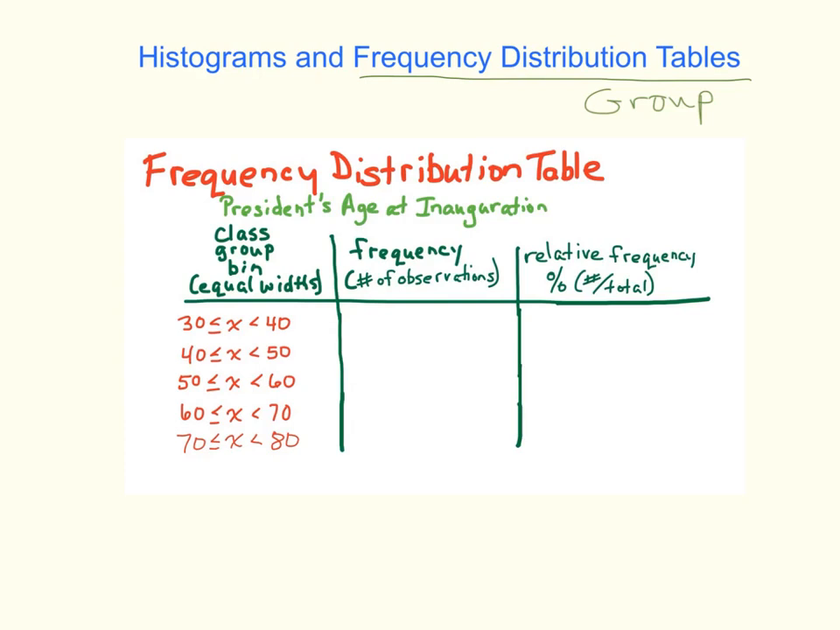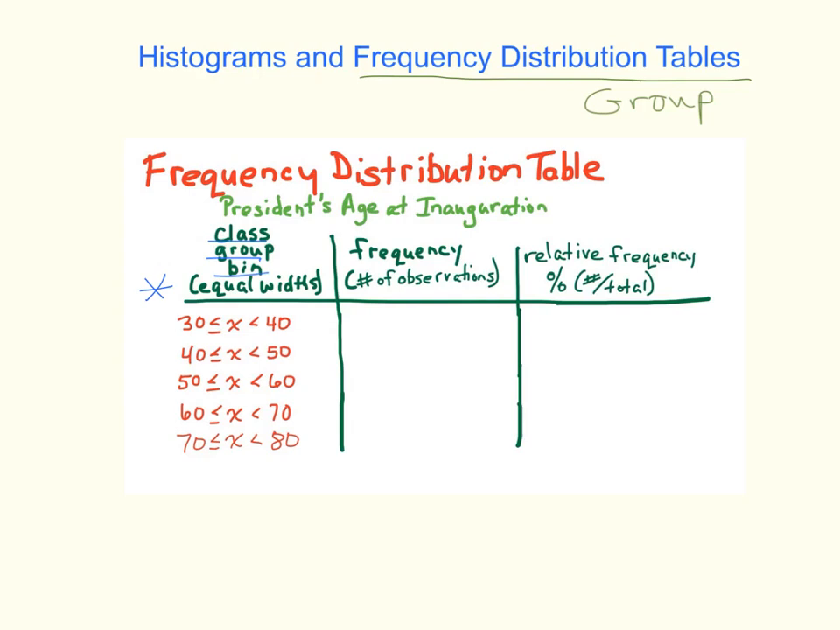The way you group data can be called classes or groups, or on something like an Excel spreadsheet, bins. And the most important thing is that you keep them equal widths. Now we can look at our data and ask ourselves how many presidents were between 30 and 40. If your data is sorted in your calculator, it's real easy.